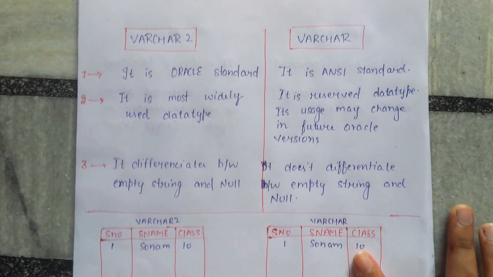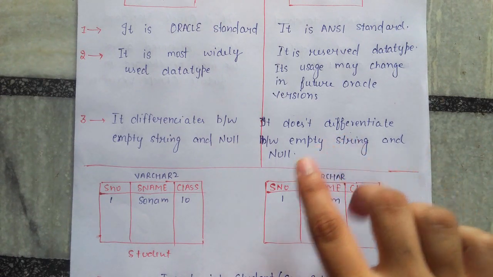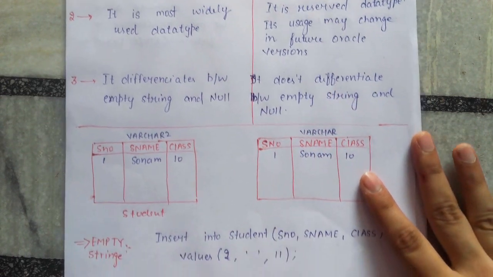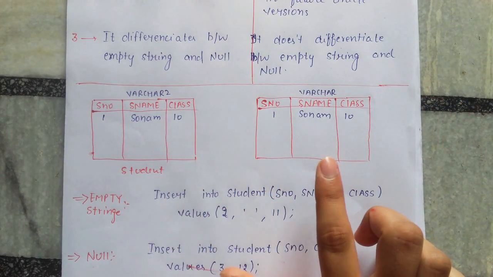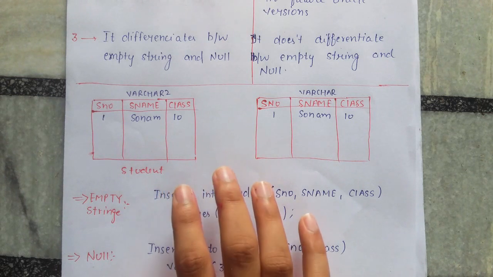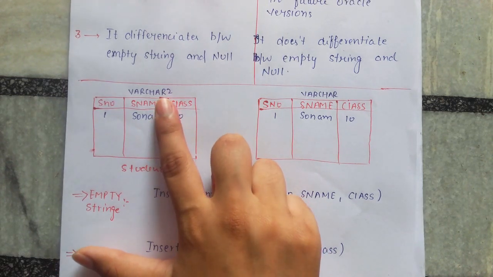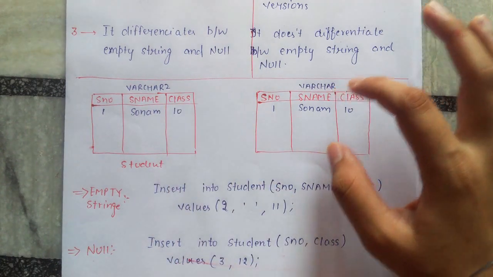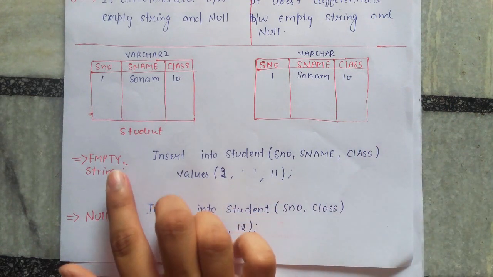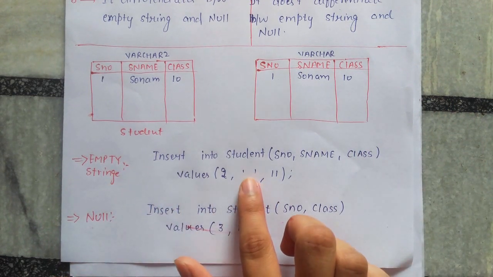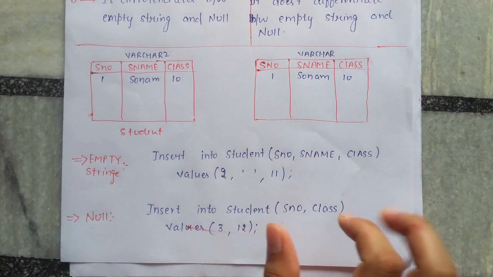So in today's video, I am going to tell you the basic difference between an empty string and a null. With the help of an example, let's suppose I have taken a table here. This is a student table and this is also a student table, but the difference between these two tables is that this column is specified using the VARCHAR2 data type, and this column is specified using the VARCHAR data type. Firstly, what is an empty string? This is an empty string. This is the symbol for an empty string. Although it is empty, it is a string.